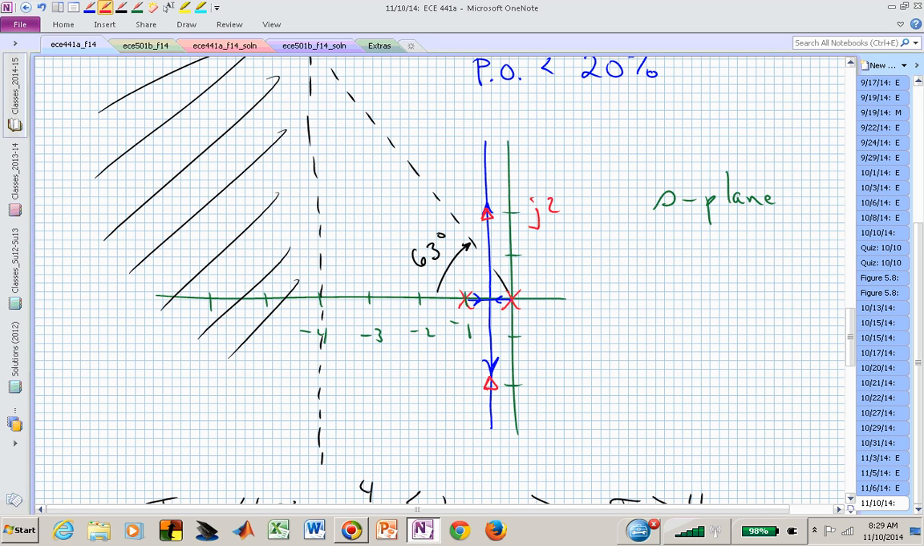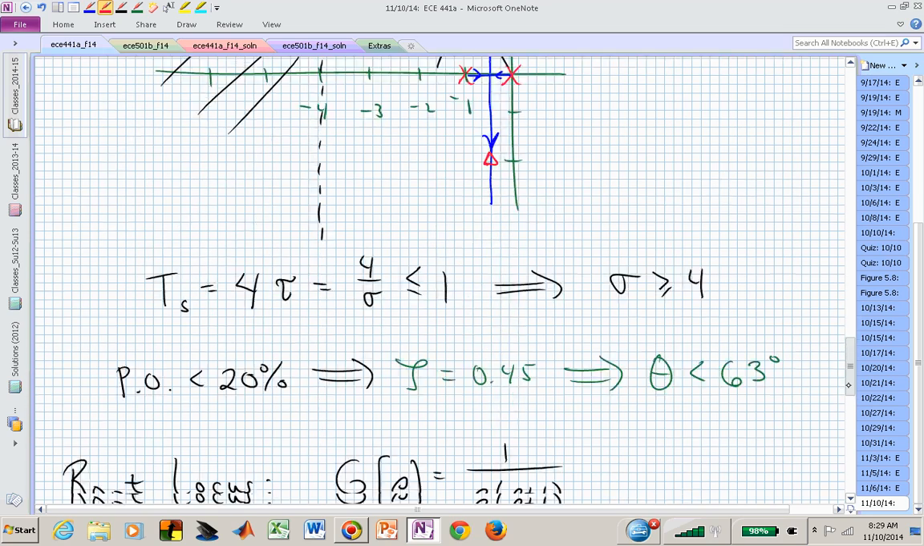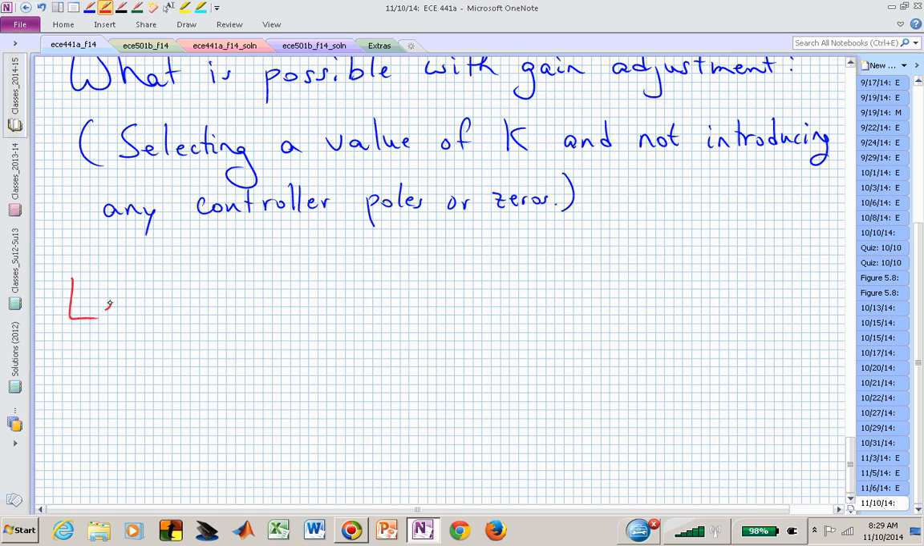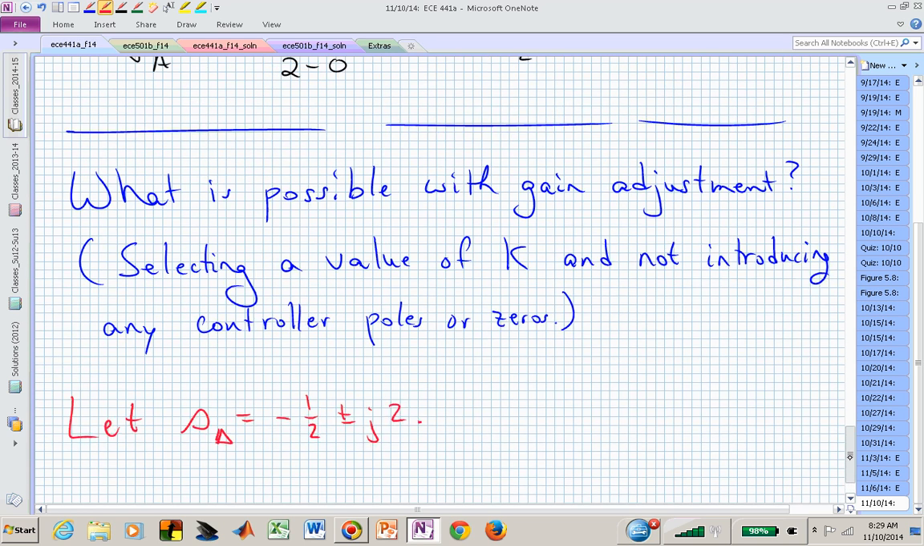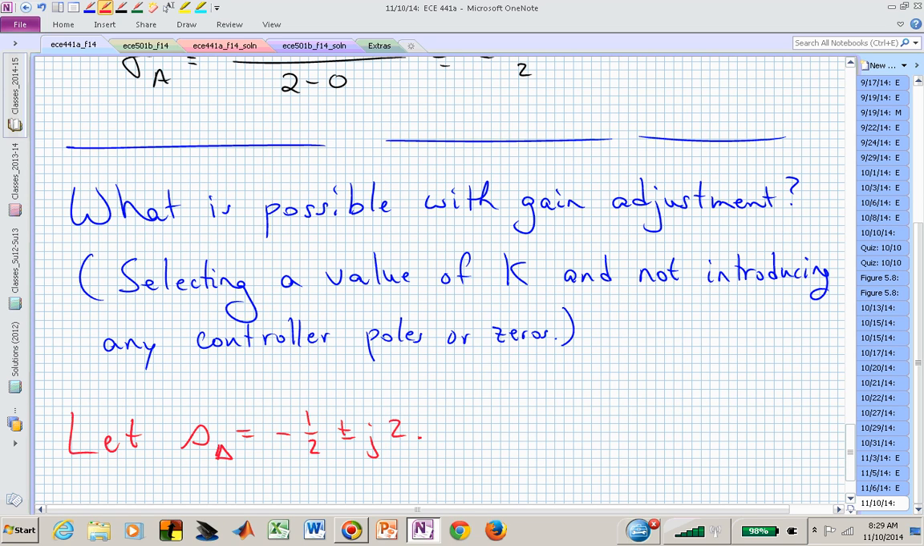In this case, we know that we're right at minus 1/2, and we can be anywhere in j omega land. We just have to decide where we want to be. Here I've just, for illustration, said suppose we let our dominant poles of the closed loop system, s sub delta, be at minus 1/2 plus and minus j2. Is it clear how that can be selected or why that is a potential solution? That point or points live on the root locus. Those are valid closed loop poles.